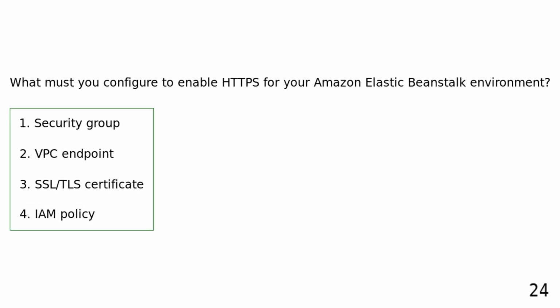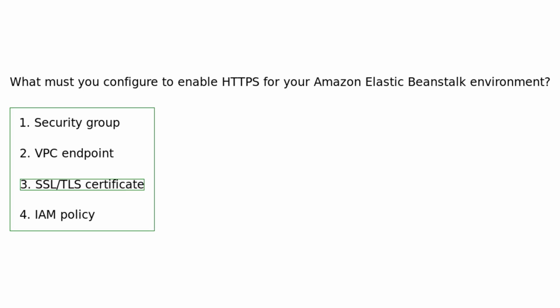What must you configure to enable HTTPS for your Amazon Elastic Beanstalk environment? Security Group. VPC Endpoint. SSL/TLS Certificate. IAM Policy. To enable HTTPS, you need to configure an SSL/TLS certificate for your Elastic Beanstalk environment.